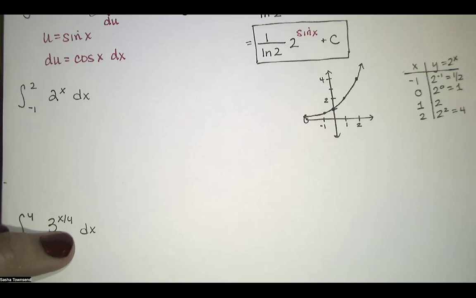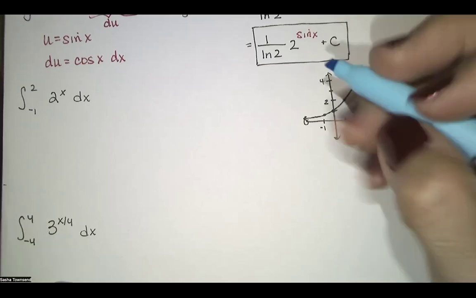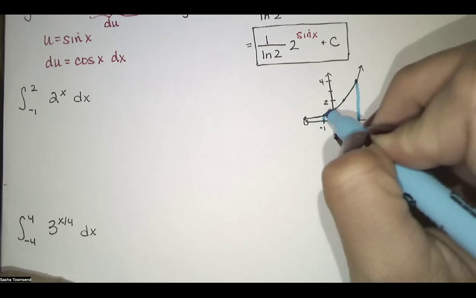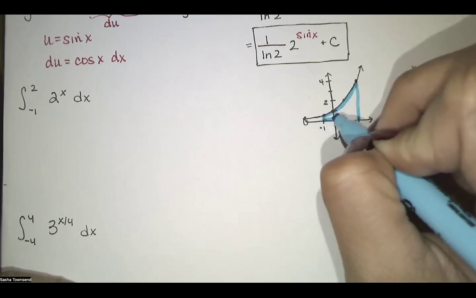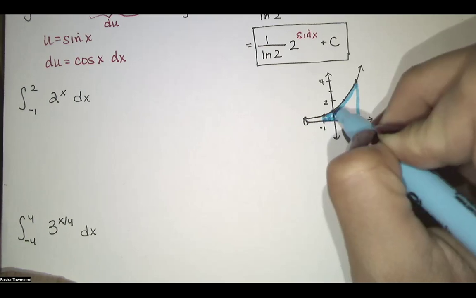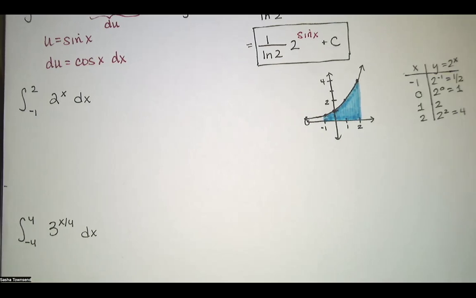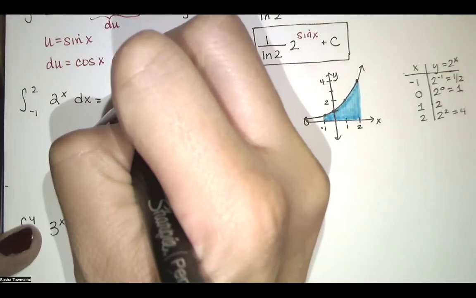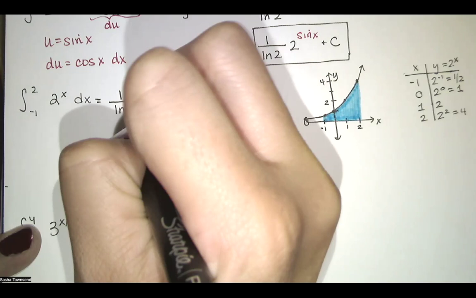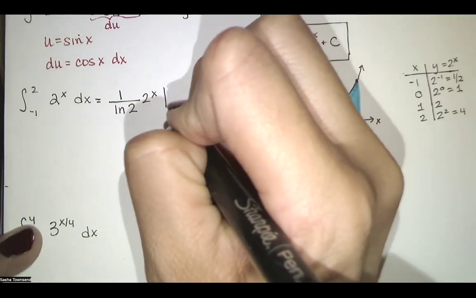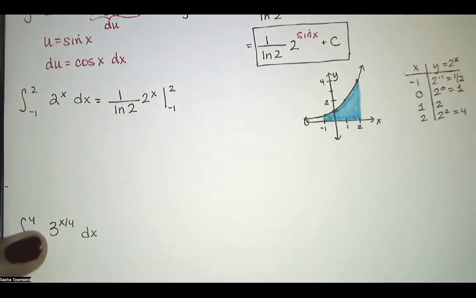And we're interested in this area between x equals -1, x equals 2, the function itself, and the x-axis. Question is, what is that area? Well, it's relatively easy to find. We just compute the antiderivative. It's our a to the x rule, so we get 1 divided by natural log of 2 times 2 to the x, and we evaluate at -1 and 2 and subtract.